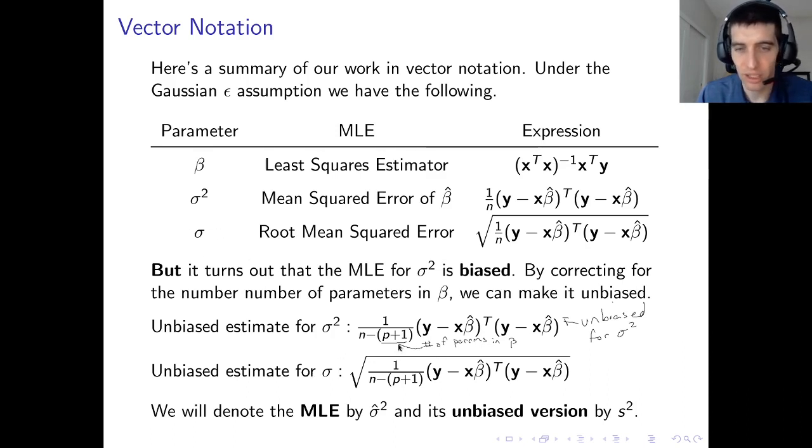Okay? So this is a correction which we can make so that this maximum likelihood estimator of sigma squared is unbiased. And notationally, I'm going to denote the maximum likelihood estimator with a hat on it, and then the unbiased version is going to be denoted by S. Okay, so S squared is the unbiased version where I've corrected for the number of parameters in beta, and then the biased version is going to have a hat on it.